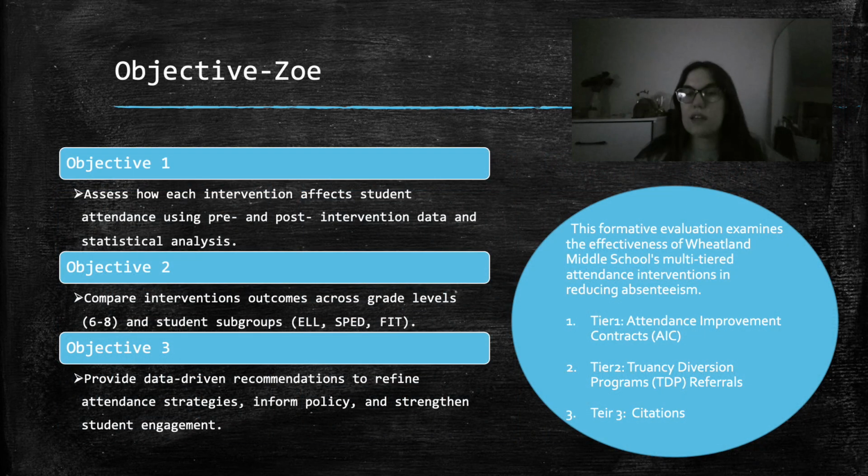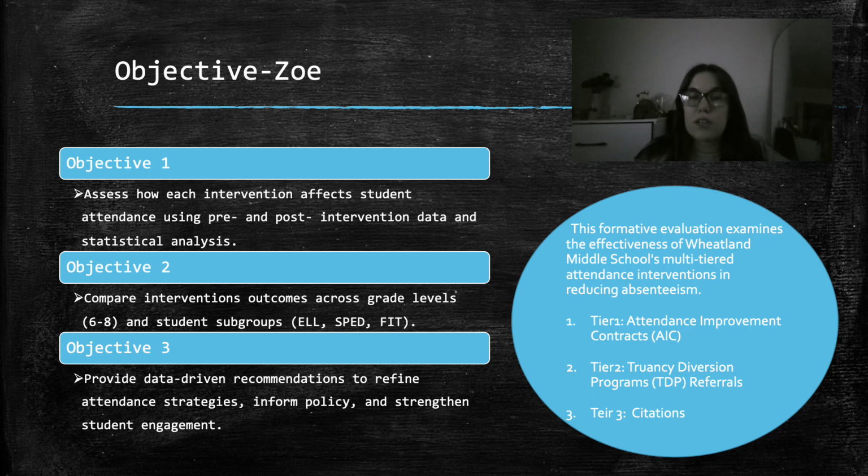This evaluation examines whether the school's full multi-tiered attendance system is working as intended. Instead of focusing on one strategy, it looks at how all tiers collectively influence attendance. The evaluation also supports district policy alignment and continuous improvement.